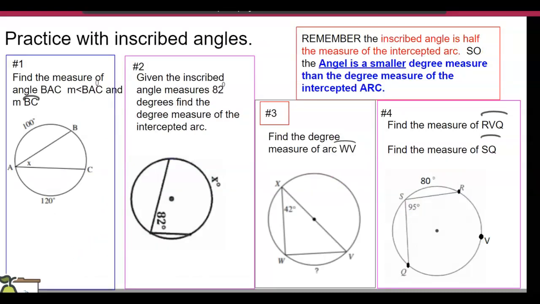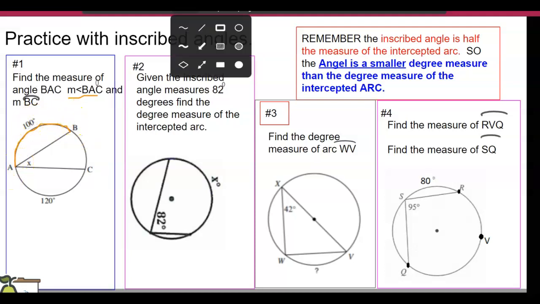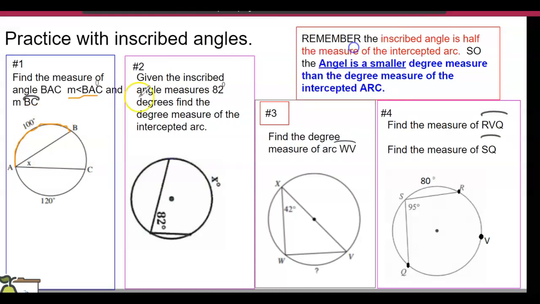Okay, so get some paper. And let's work on these. Look at number 1. It says find the measure of angle BAC. This is how you would say it in words, and here it is in our symbols. The measure of angle BAC and the measure of arc BC. So I know from B, this arc right here, an arc is a piece, like the pizza crust, right? So arc AB is 100 degrees. This other arc on the other side, AC, is 120 degrees, right?